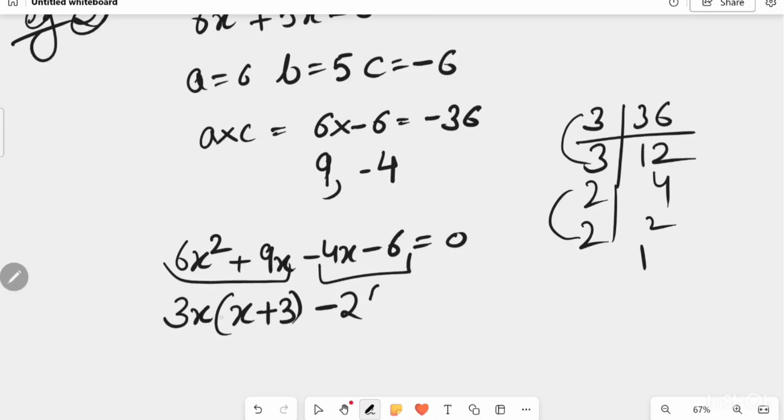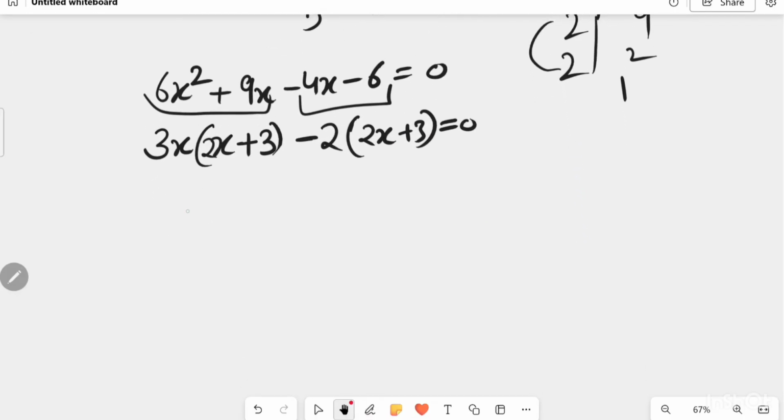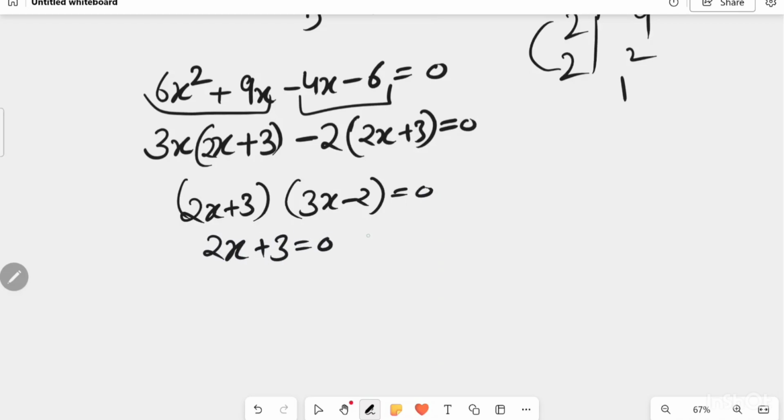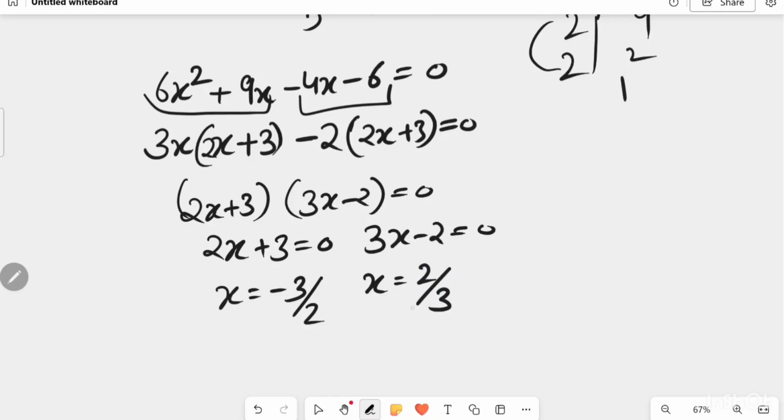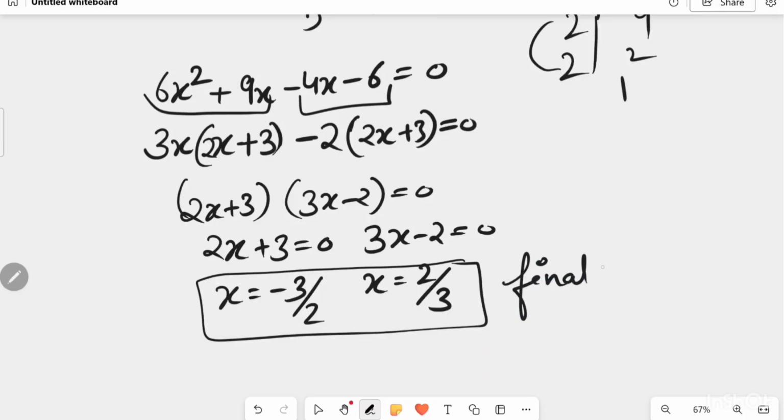Then what we will get? 2x plus 3 equals to 0. So what are the factors? We get 2x plus 3 and 3x minus 2 equals to 0. And from here we can find the value of x. 3x minus 2 equals to 0. From here we get x equals to minus 3 by 2. And from here x equals to 2 by 3. So this is the final answer.